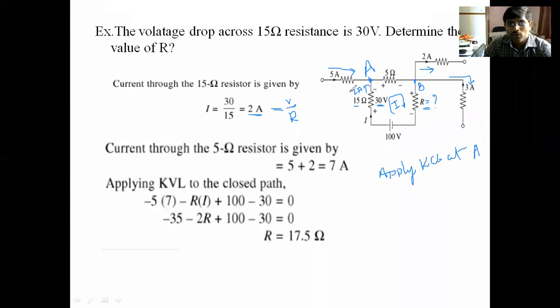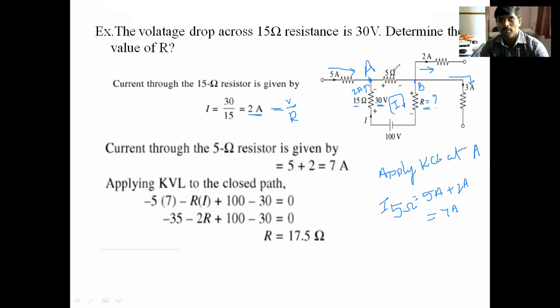So therefore 5 plus 2 is coming. So from this you can get I5 ohm. I5 ohm is equal to 5 amp plus 2 amp, which is equal to 7 amps. So this is the current flowing through this 5 ohm.